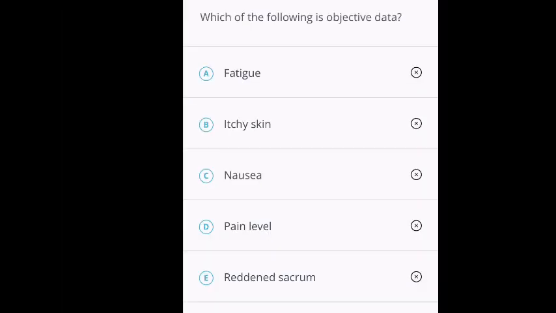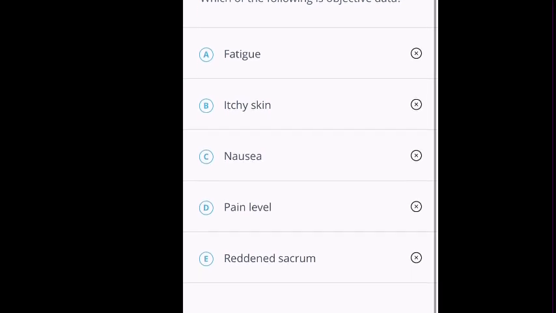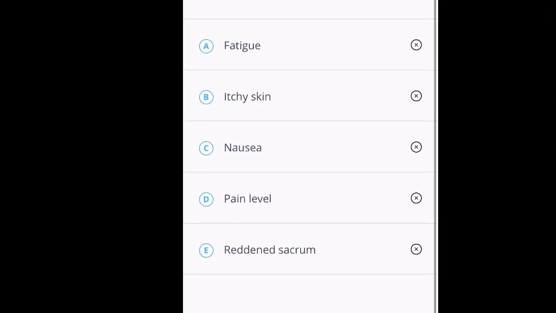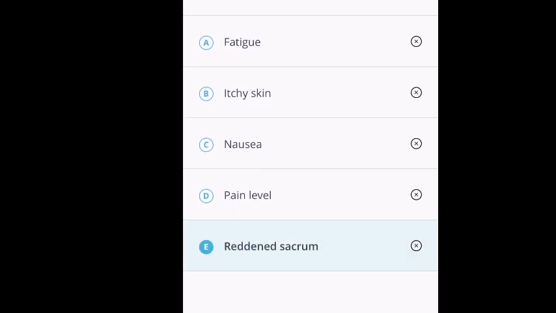Which of the following is objective data? Fatigue, itchy skin, nausea, pain level, or reddened sacrum? The correct answer is reddened sacrum.